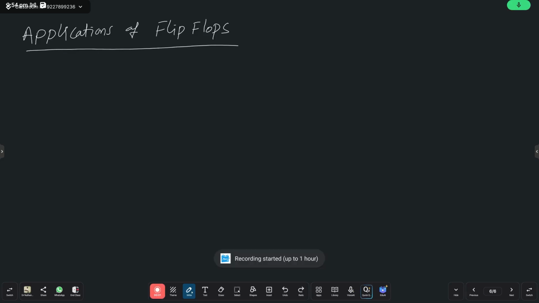So, applications of flip-flops. In this section, we are going to understand where we are going to use these flip-flops. As I told you in the previous classes, many times I am repeating this statement. The first application is shift registers.